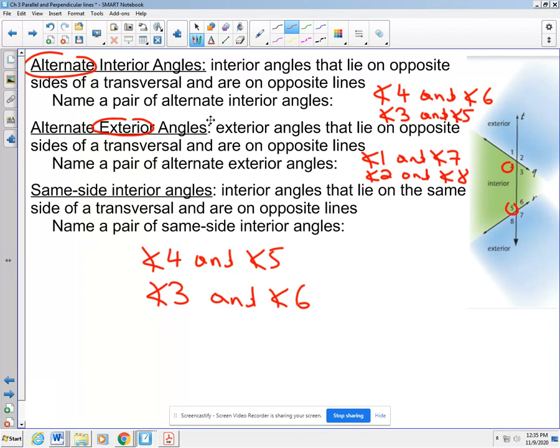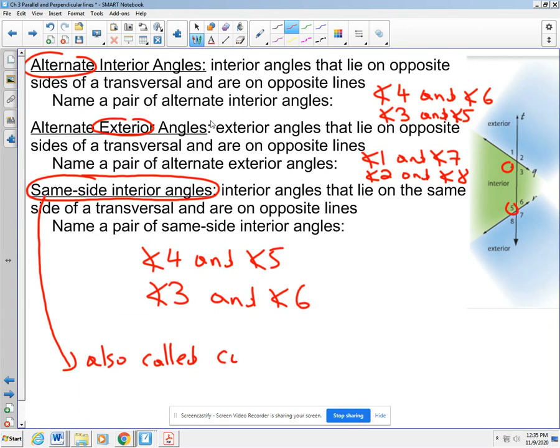Okay, note, some textbooks will call this also, some people refer to this as consecutive interior angles. So if you ever see somewhere in textbooks consecutive interior angles, that's another equivalent name. Same side interior and consecutive interior angles, it's the same thing.